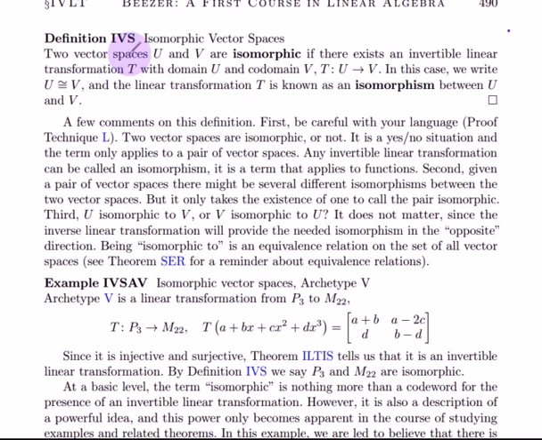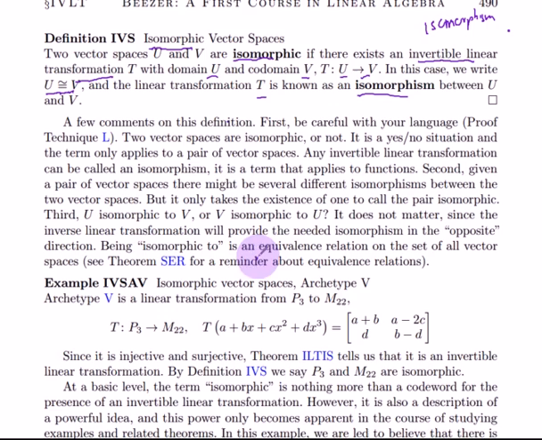Okay, here's a definition. Isomorphic vector spaces. Two vector spaces are said to be isomorphic if there exists an invertible linear transformation, which is called an isomorphism, with domain U and codomain V. T goes from U to V. And we write this symbol, which looks like similarity: U is isomorphic to V, and the linear transformation T is called the isomorphism.